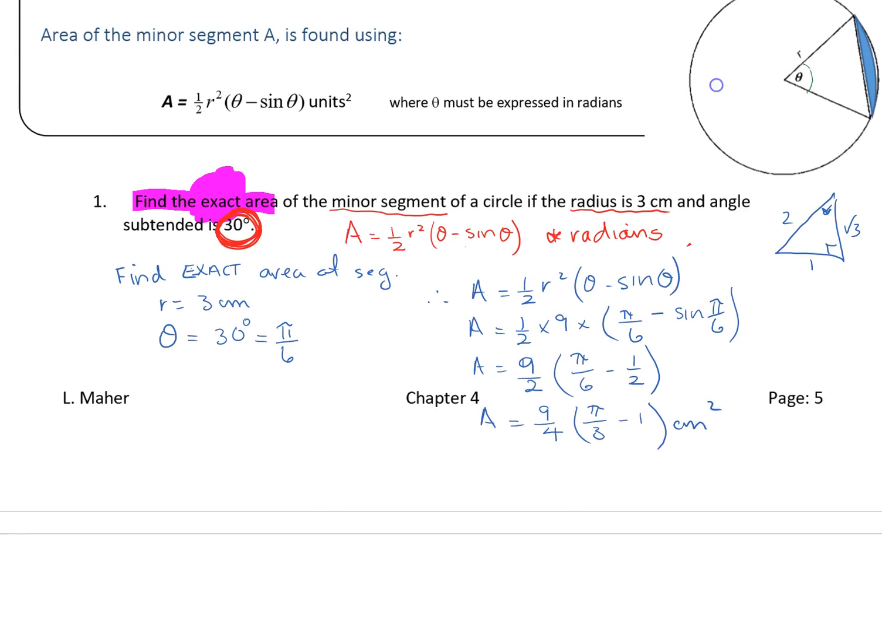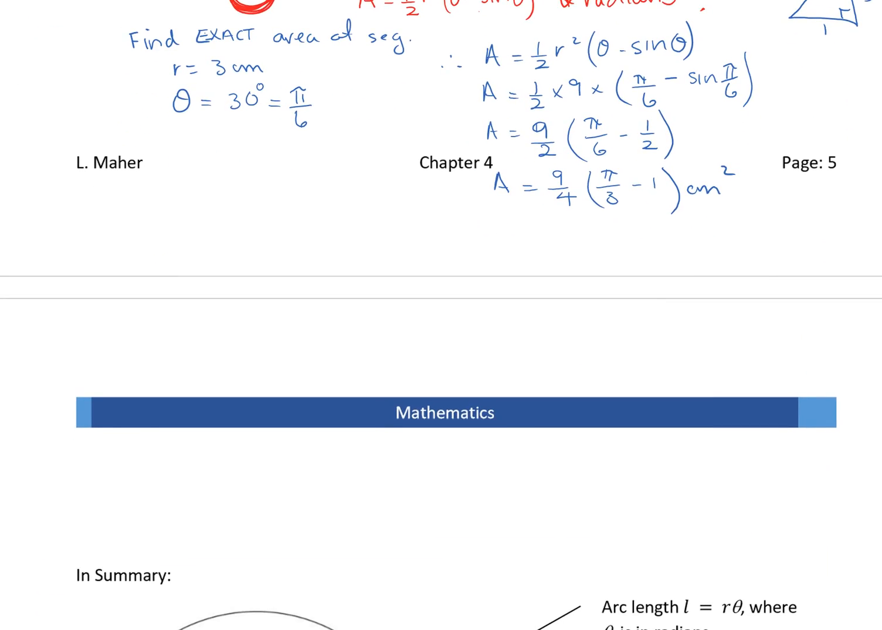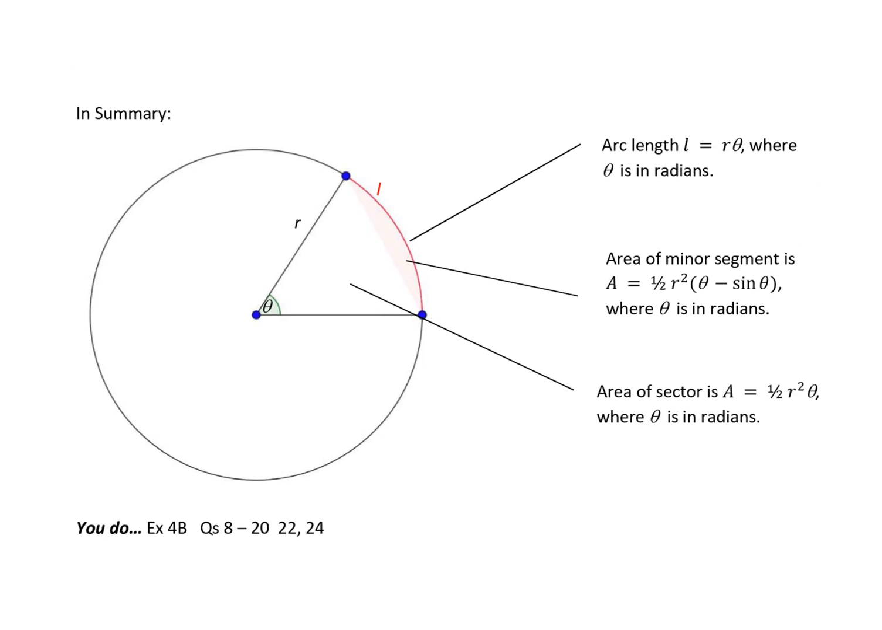I think you should be right now to have a look at this summary. We've got 3 formulas. Arc length, being r theta, calculating this red section. The area of the minor segment, the one we've just completed, theta must be in radians. Area of the sector, theta must be in radians. So you'd be right to do some of the easier questions from exercise 4B.